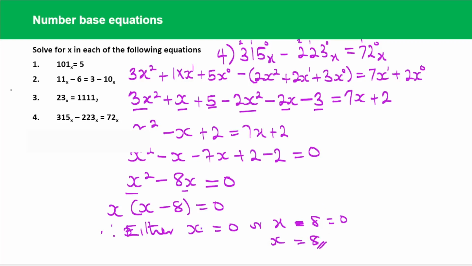Now remember again that your base is usually greater than 0. So x cannot be equal to 0. Therefore, we go for the option x equals 8 since our base cannot be 0. So x is equal to 8.